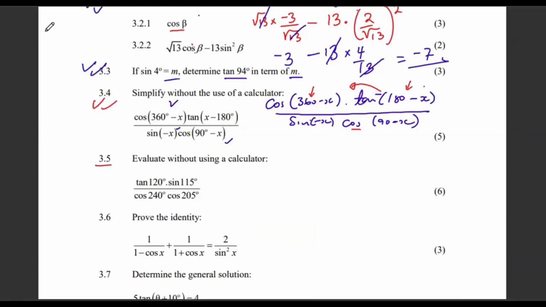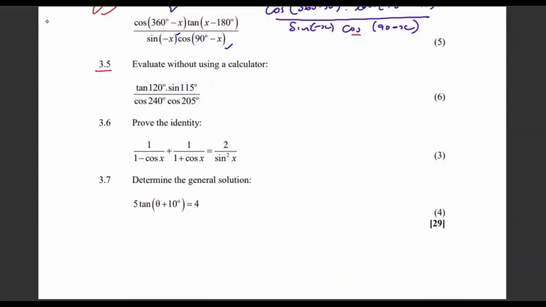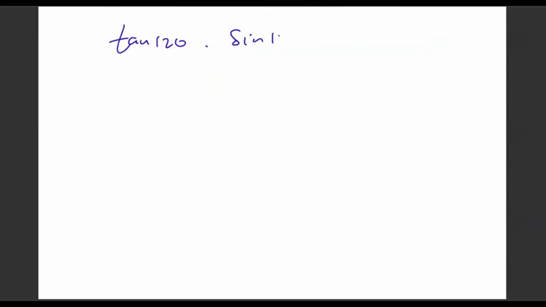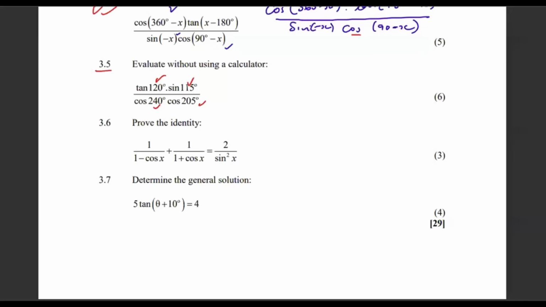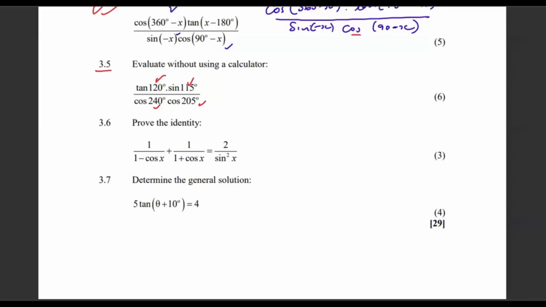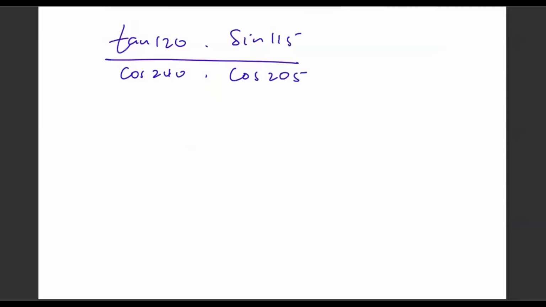Now, when you're evaluating, especially with numbers, it's possible that you're going to have some special angles. Chances are high, okay? Let's see. If we have tan of 120, we are multiplying it by the sine of 115. Then divide this by the cos of 240, and then times the cos of 205. Now, when ratios are next to each other, there's a multiplication.